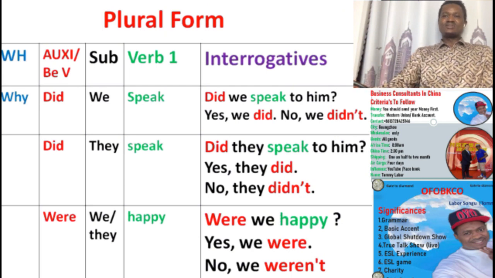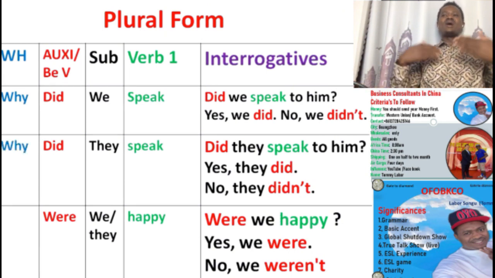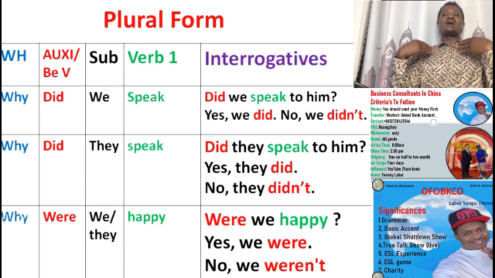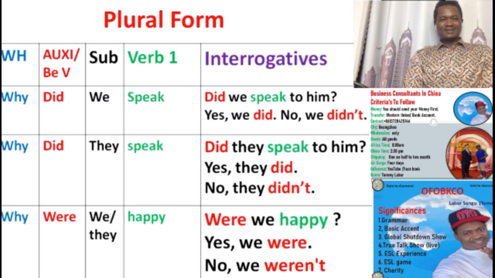So we also have to use the other double question, which is going to be what? Why did they speak to him? This is a double question. It needs more explanation. The other one has to be why. Why are we happy?